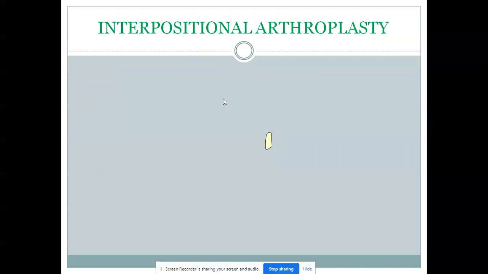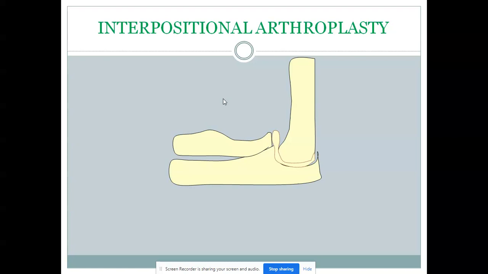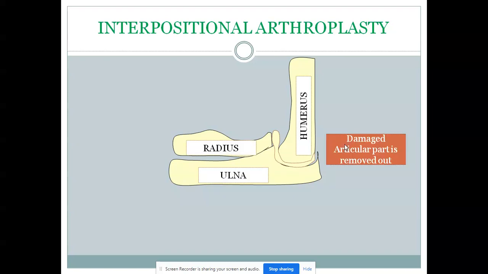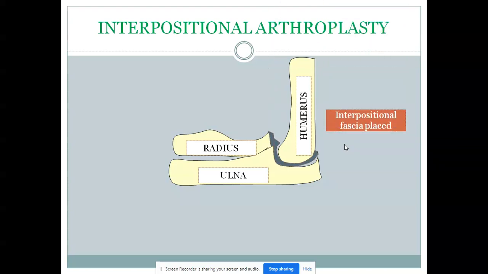Coming to the second type, that is interpositional arthroplasty. In this procedure, take the example of the humerus, ulna and radius. What is done in this procedure is that the lower end of the humerus and upper end of the ulna are excised. These are the bones. Now the damaged articular part is removed or excised, after which the exposed ends of both bones are covered with the tensor fascia lata strip.